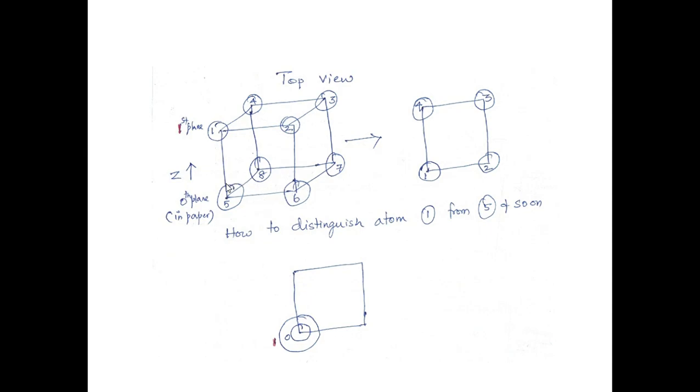So what we have done, if I call this the zeroth plane and call this the first plane, then the atoms which are at the zeroth plane, I put a circle and denote it as 0. The atoms at 1 unit away in the z direction, I denote it with number 1. If you have any atom in between these two, then I will put another circle, I call it a half.